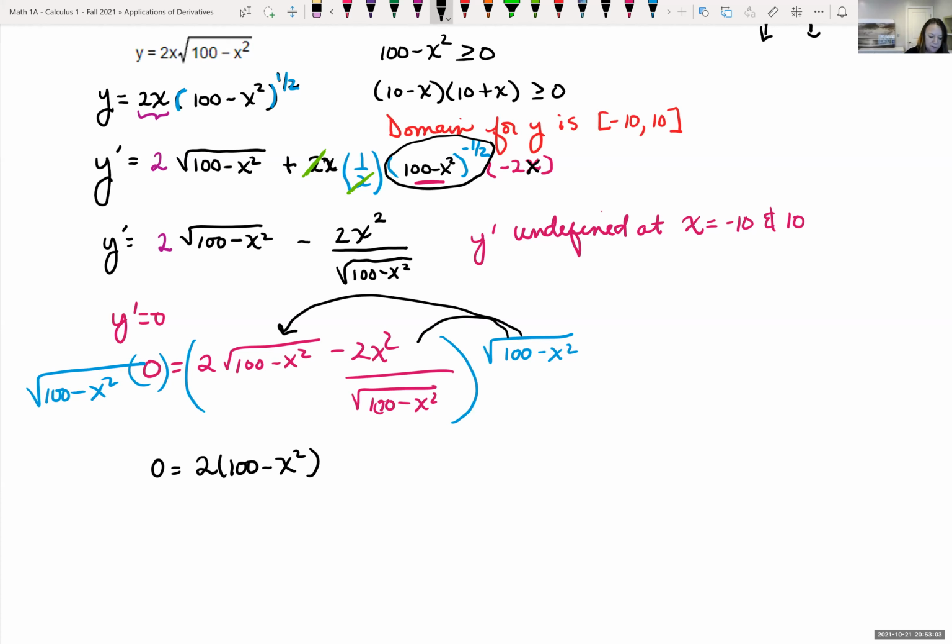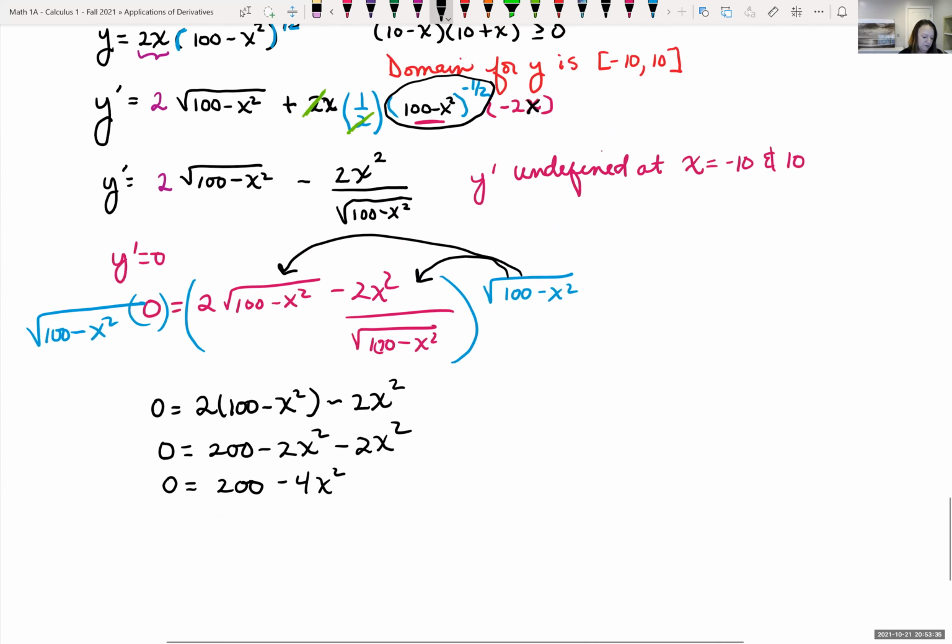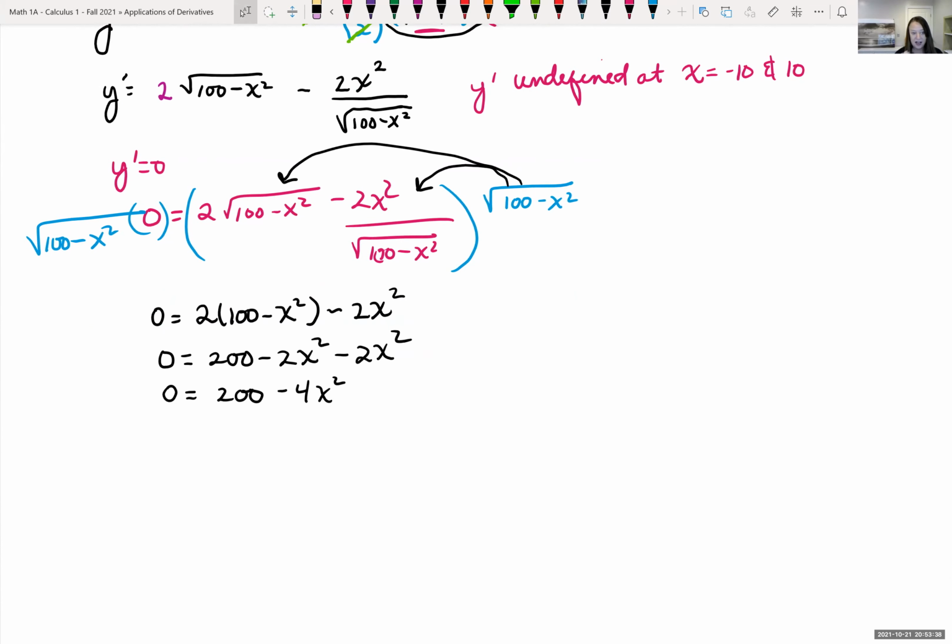And then we have this square root of 100 minus x squared times this -2x squared over the square root of 100 minus x squared. So that leaves us with minus 2x squared. Let's distribute our 2. So we have 200 minus 2x squared, and then minus this 2x squared. We have 200 minus 4x squared. We can isolate our square and use the square root method because it's in that form.